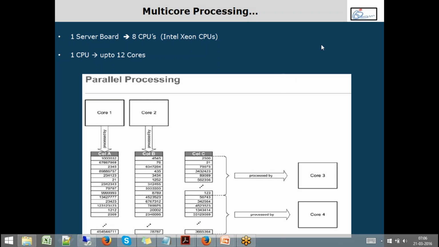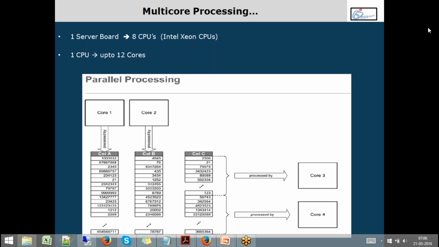Question, sir. Yeah, I have one question, sir. Here you said we have 3 columns in a table, and each is allocated to a different core. Does HANA take care of that by inbuilt, or does the one who creates the table have to allocate it to each core?